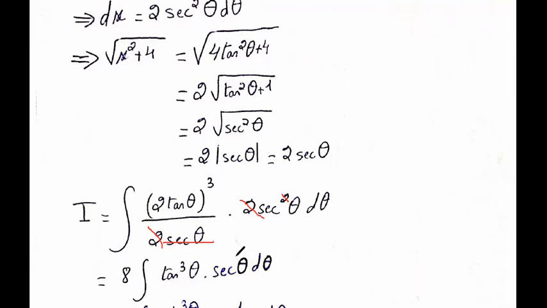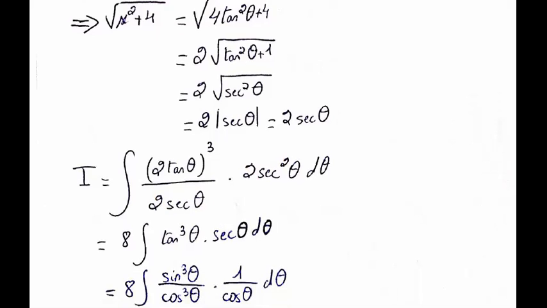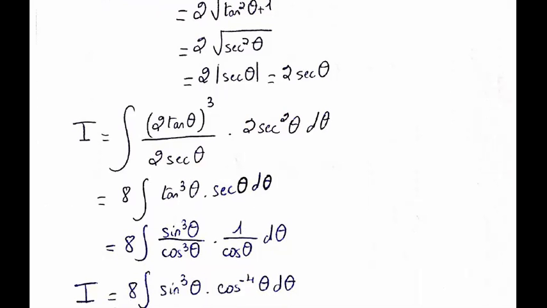Now, if it was secant squared, we would have the form integral of u prime u to the power n, because the derivative of tangent is secant squared. And the integral of u prime u^n would be u^(n+1) over n+1. I have a video explaining this technique that you can watch if you want, but we are not in this case. So what we do is that we replace tangent by sine over cosine. So tangent cubed is sine cubed over cosine cubed, and secant is 1 over cosine, which means our integral becomes 8 integral sine cubed cosine to the power minus 4.